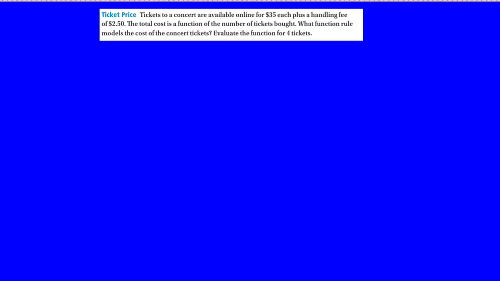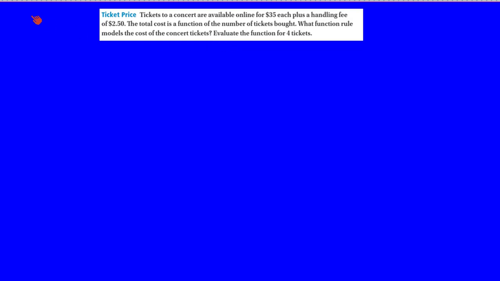All right, now let's write and then evaluate a function using this story problem here. So let's go through this together. Tickets to a concert are available online for $35 each, plus a handling fee of $2.50. The total cost is a function of the number of tickets bought. What function rule is going to model the cost of the concert tickets? So first we got to do that. And then it says evaluate the function for 4 tickets.